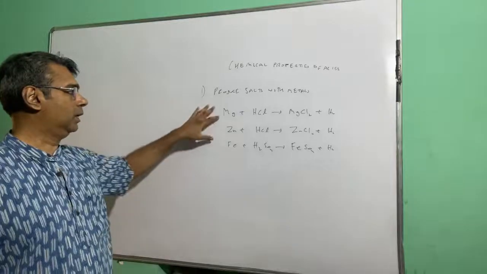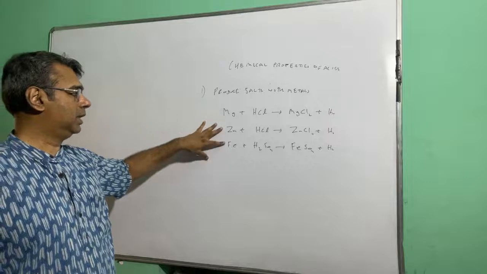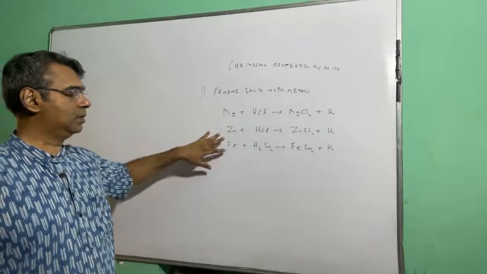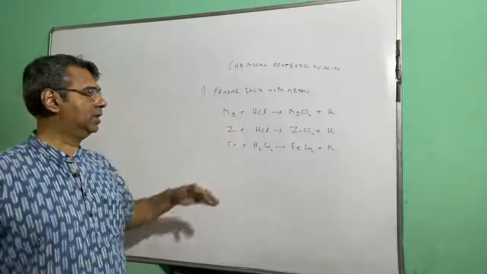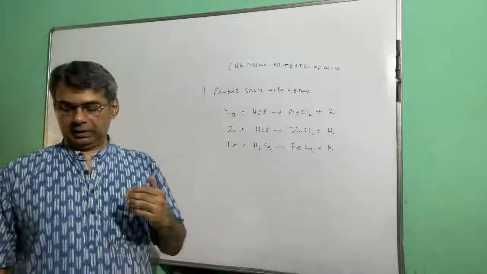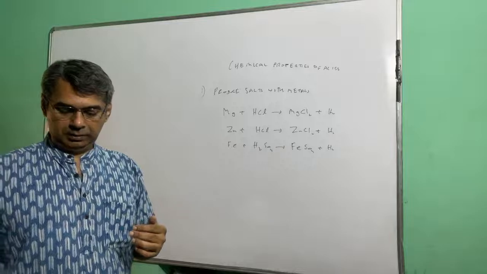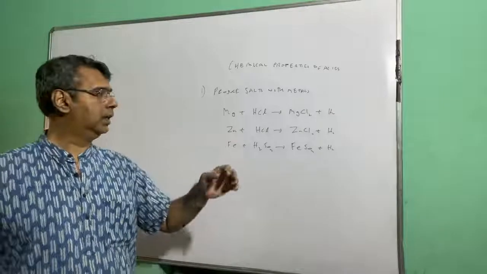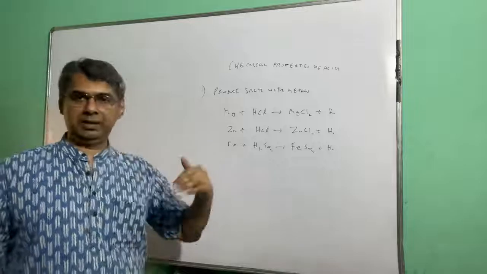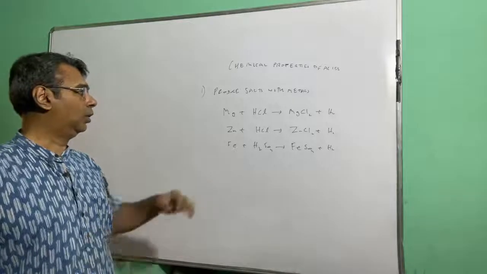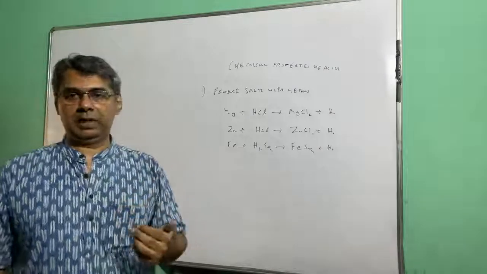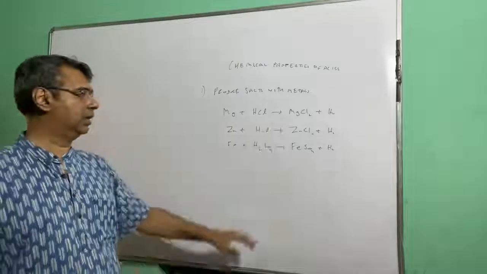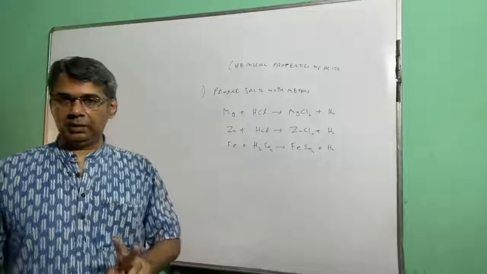But if you look at these three metals, magnesium is more reactive than zinc, and zinc is more reactive than iron. So in these three reactions, the reactivity will not be of equal intensity. Magnesium will react vigorously, zinc less vigorously, iron even less vigorously. And of course sodium, potassium, calcium are more reactive than zinc and magnesium, and they will react even more vigorously. These acids are dilute.